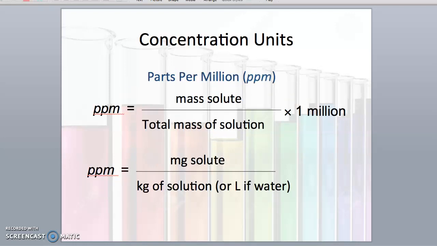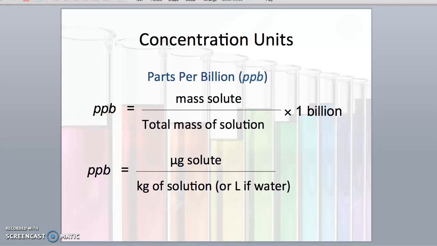Parts per million is pretty similar. It can be mass-based, mass of solute over mass of solution times a million, but oftentimes we can use a milligram per liter form if we're talking about water, and for me it's much easier. That's because the density of water is 1 gram per mL. So it's really like milligrams of solute per kilogram of solution. But with water and the density being 1, we can just say milligram per liter. I think that's a very handy way to get at parts per million, using milligrams per liter.